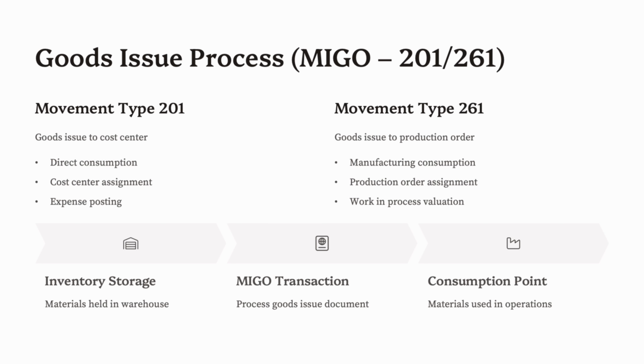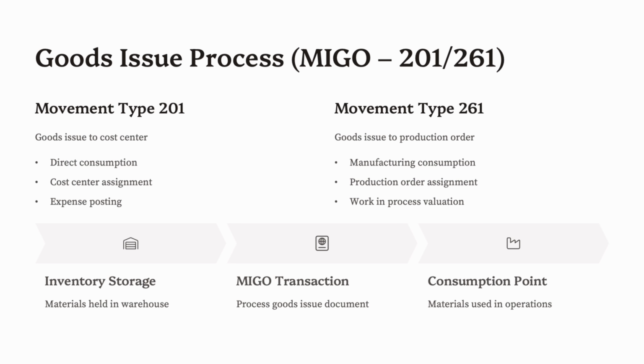3.3 Common GI scenarios. Production withdrawal, raw material issue to production orders. Intercompany GI, movement between company codes requires additional configuration. Project issue, GI to internal orders or WBS elements, PS integration.